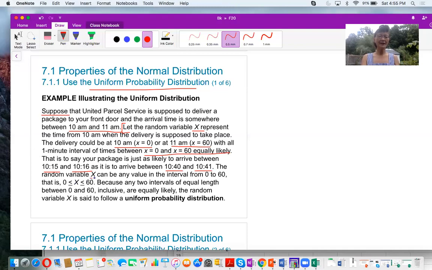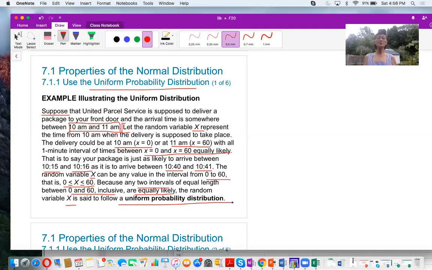The random variable x can be any value in the interval from 0 to 60. The unit is minutes because we are observing 1 hour. From 10 a.m. to 11 a.m. is 1 hour, 60 minutes. Because any two intervals of equal length between 0 and 60 inclusive are equally likely, the random variable x is said to follow uniform probability distribution.